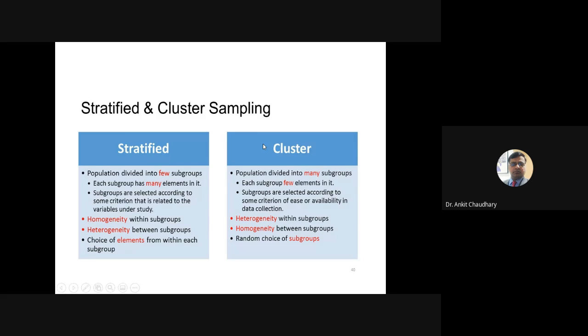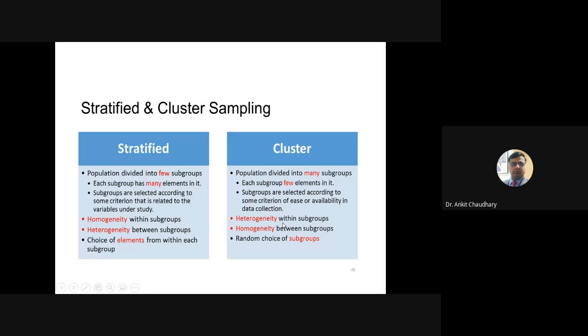If you see the difference between stratified and cluster sampling: the population is divided into a few subgroups originally, I mean, they are divided before you reach the population. It's the way they were collected. Each subgroup has many elements, and subgroups are selected according to some criteria. So it is homogeneous within the subgroup. Let's say we have 800 full-time employees. In the last example, they are all the same, and the 200 part-time, they are all the same.